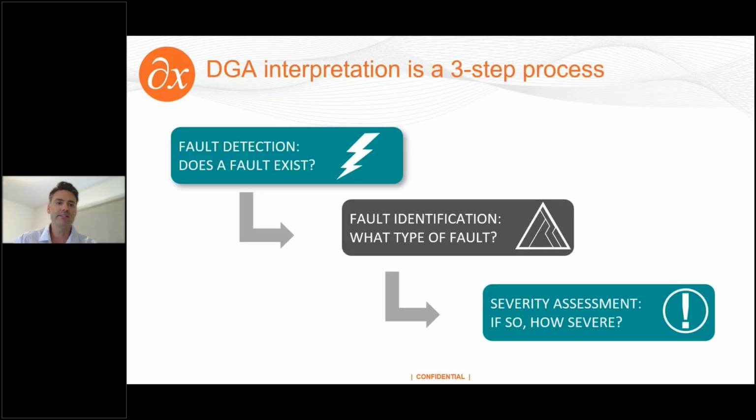When we look at DGA interpretation, it's a three-step process. Reliability-based DGA is only concerned with fault detection and severity. This is the first and the third box in the diagram, the ones in turquoise. In gray, fault identification, the middle box, is performed by what is known as the 4-simplex method at Delta X Research. Others would be familiar with the Duval triangle or pentagon. The topic of fault identification won't be covered today, but it will be covered in an upcoming webinar.